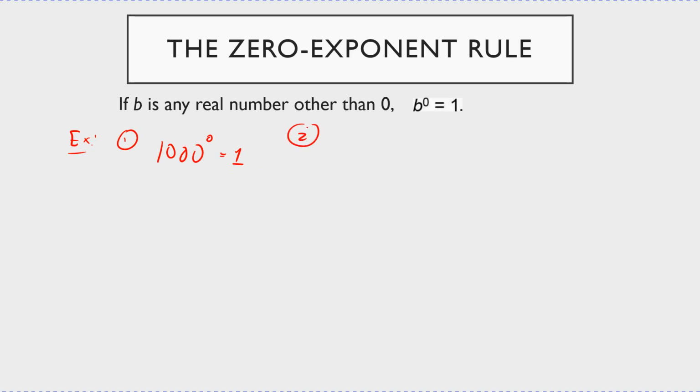All right, now let me write the next two so you can see a subtle difference. So this one here, I have 3x to the 0 power. I want to simplify that. And then I have 3x in parentheses raised to the 0 power.